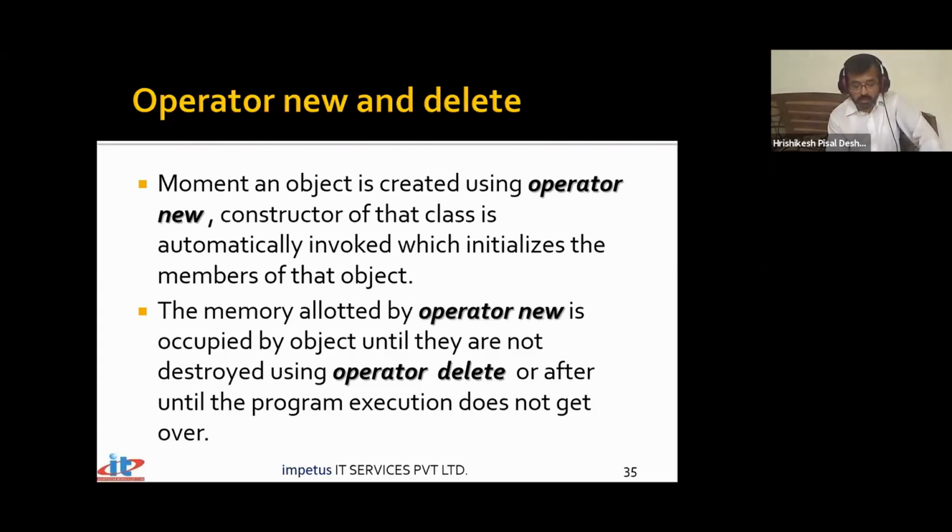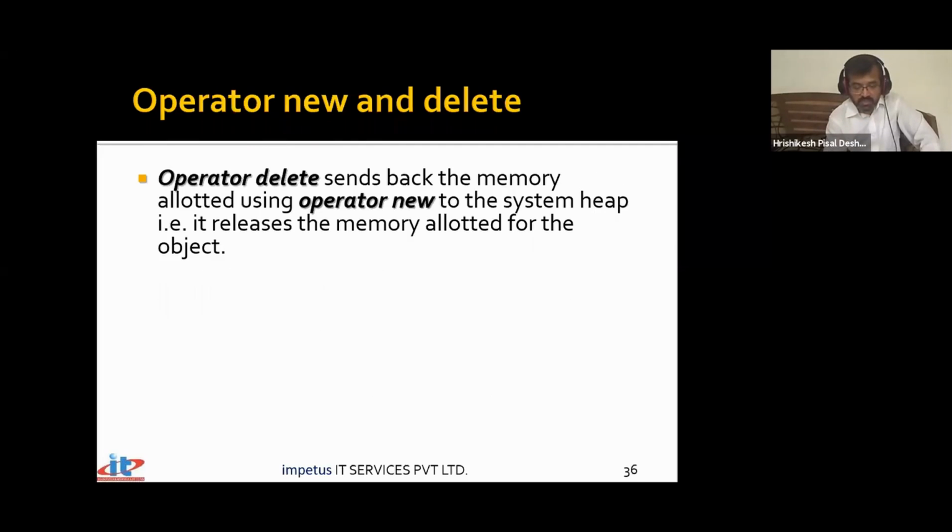Likewise, memory allocated by using operator new is occupied by the object until it is destroyed using delete. That means it is your responsibility as a developer. If you allocate memory, you will have to take care of releasing that block of memory. Till the time you do not call delete, that object will not get destroyed, and it will remain in memory as long as the program is running. So before the program terminates, if you would like to release the memory allocated for the object, it will be your responsibility to call operator delete. Without that, memory will not get released.